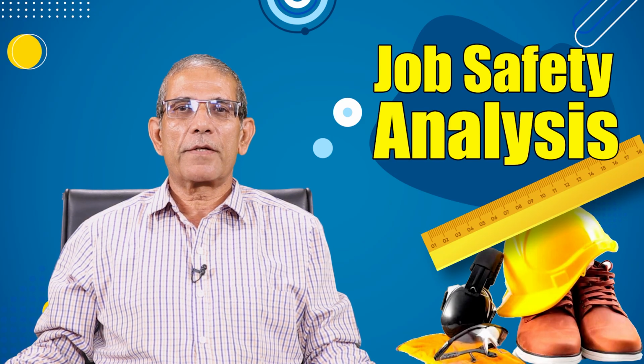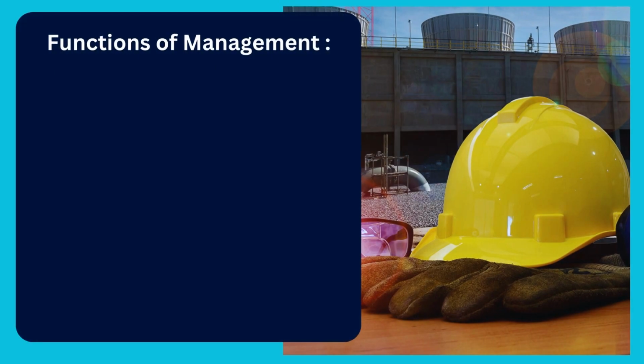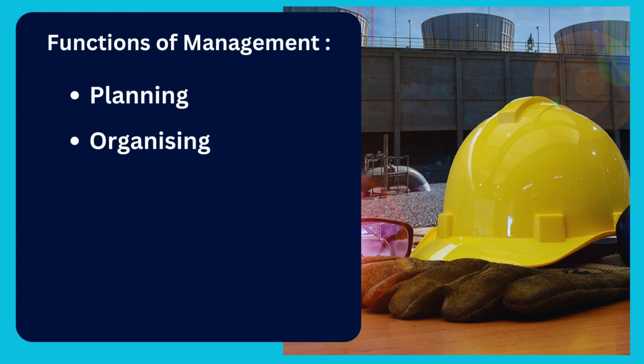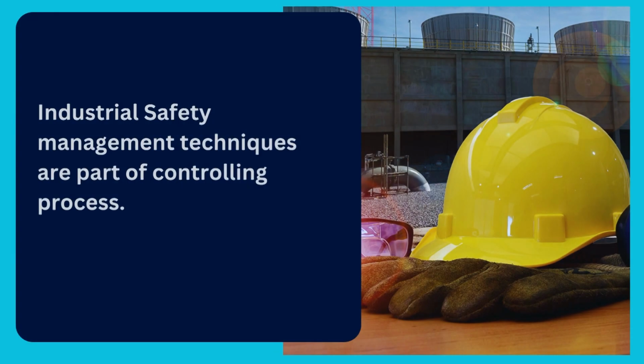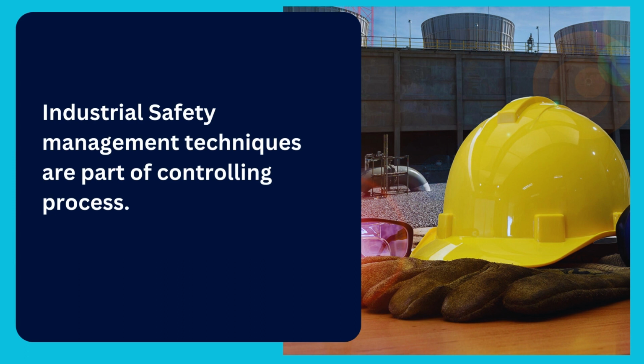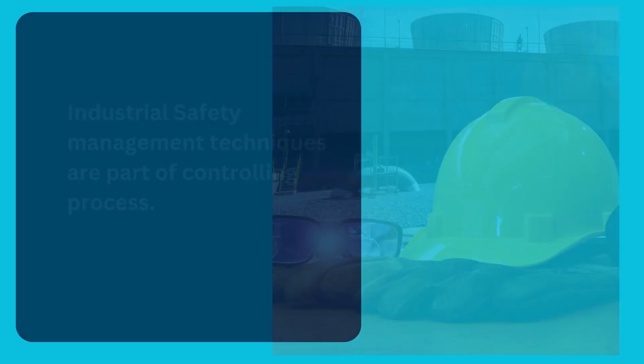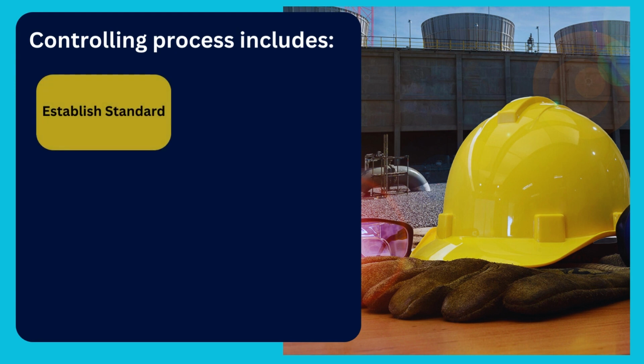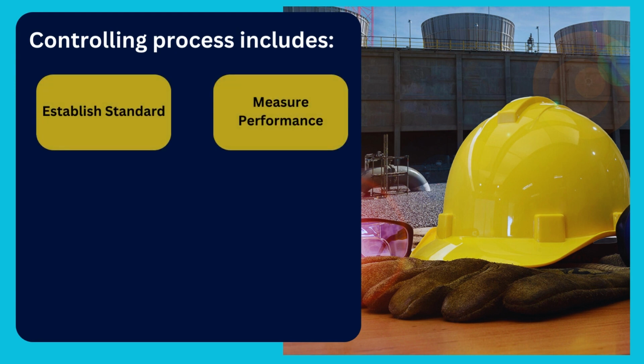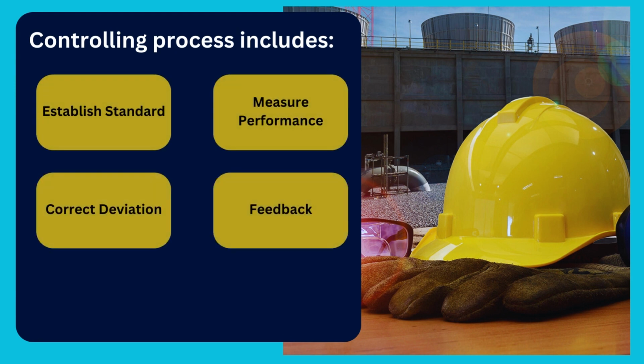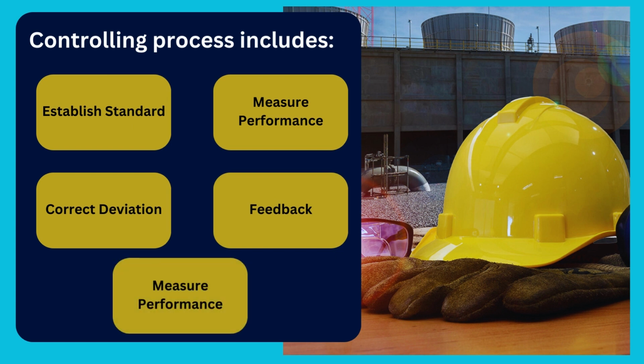Industrial safety management techniques is the function of management that consists of planning, organizing, staffing, directing, and controlling. Industrial safety management techniques are part of the controlling process. The controlling process includes establish standard, measure performance, correct deviation, feedback, and again measure performance.